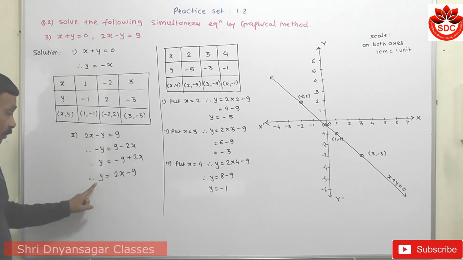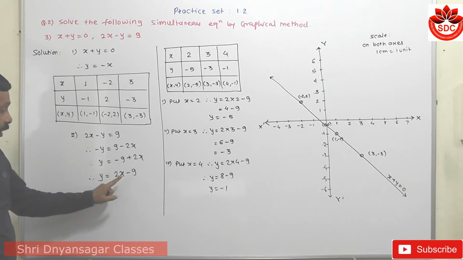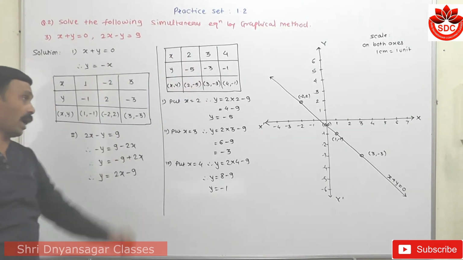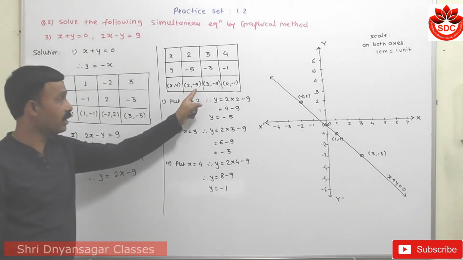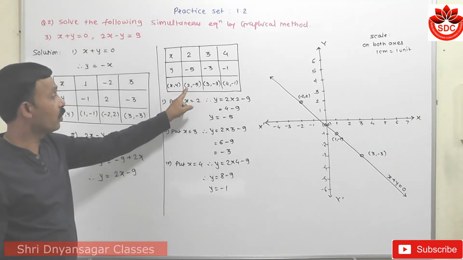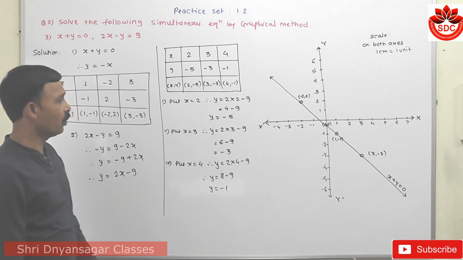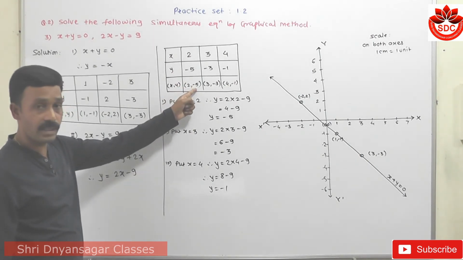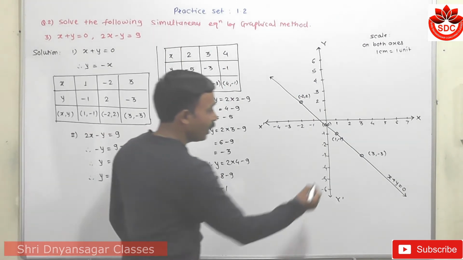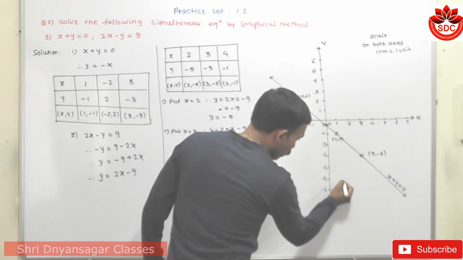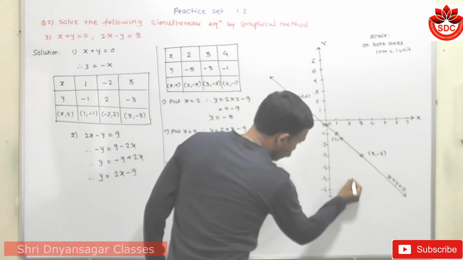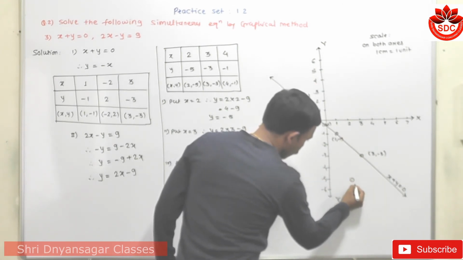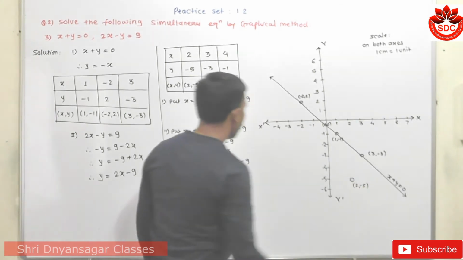We have to reduce it, y is equal to 2x minus 9, and substituting values of x into this equation, we find the value of y. Then we plot these points of x and y coordinates here, 2 and minus 5. 2 and minus 5 lies in which quadrant? Again plus and minus, in the fourth quadrant. So this is the coordinate here, 2 and minus 5.